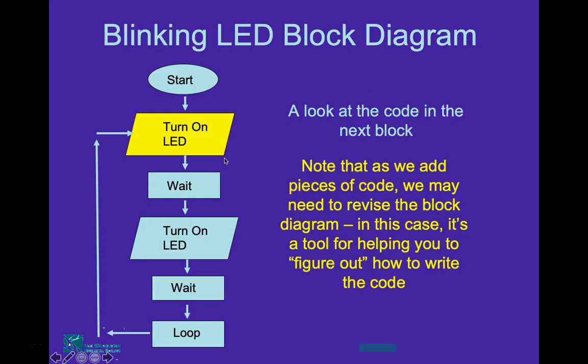So now moving on to this flow chart. So this start code we have already covered. Now we are going to move to this turn on LED code. So take a look at the code in the next block, and note that as we add pieces of code, we may need to revise the block diagram. In this case, it's a tool for helping you to figure out how to write the code. So yeah, this block diagram, as I said before, makes it easy to understand what you're doing in the code. So until now, we covered the start portion.